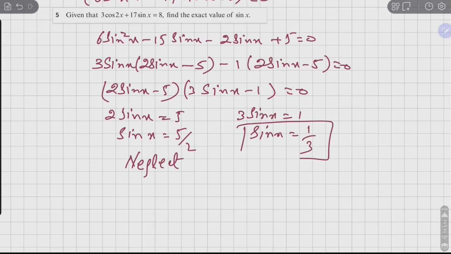See, in the question, find the exact value of sine of x. So this is our answer. All right, so this is how you apply the double angle formula. You need to attempt all the questions for practice.